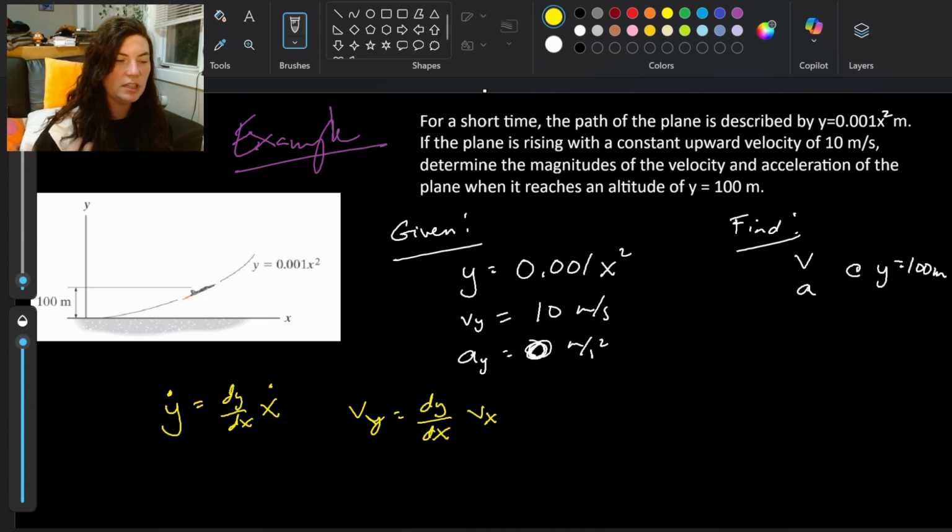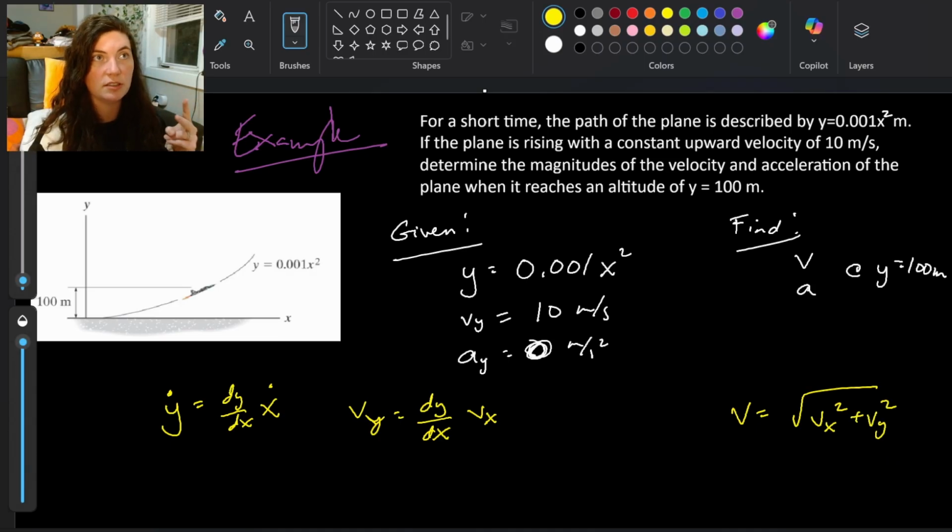If we think about what that means for us and what that can help us find, remember we're trying to find the magnitude of velocity here. The magnitude of velocity, just by its definition, is going to be the square root of vx squared plus vy squared. So I'm going to need both of those things. Just because we have that constant upward velocity of 10 meters per second doesn't mean there's no velocity in the x direction. We've got to find out what that is. And that relationship between x and y is how we can get there. So from our givens, we know what that y velocity is. I can plug in 10 for vy.